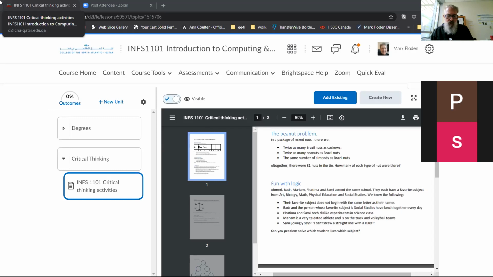But I think there's a pretty good hint there in the fourth statement about Mariam. Mariam is a very talented athlete. And one of the subjects there is physical education. So that's just to get you started. I'm pretty sure that somebody who is a talented athlete, you don't usually be a talented athlete unless you like doing it. Just saying. And so it's that kind of thing.